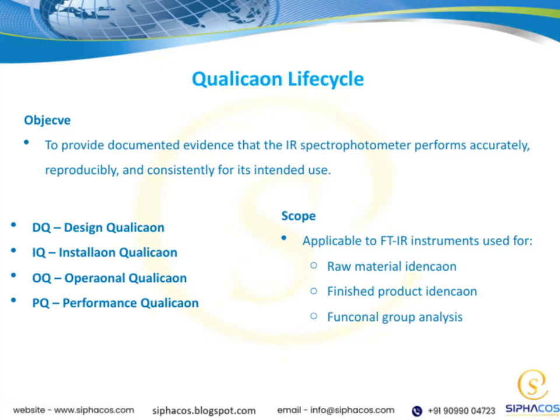Let's start by looking at the scope of what we're covering today. This applies specifically to FTIR instruments, which are used in a variety of crucial ways. For example, they help us identify raw materials, ensuring we start with the right components. They also play a key role in confirming the identity of finished products, giving us confidence in quality. Additionally, FTIR is essential for functional group analysis, helping us understand the chemical characteristics of our substances.